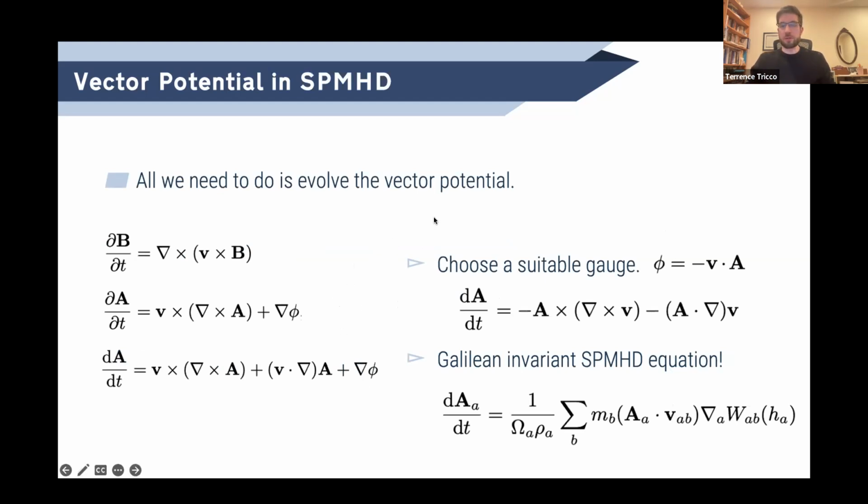All we need to do is evolve the vector potential, which, at a very high level, I'll run through the derivation here. You have dB/dt, which is d curl A. You have a curl here. You can uncurl these things. You get dA/dt with some gauge choice. Convert this to a Lagrangian derivative. Choose a suitable gauge choice here. One option is to use one that basically changes these derivatives off of A onto V, which gives you a very nice Galilean invariant SPMHD equation.